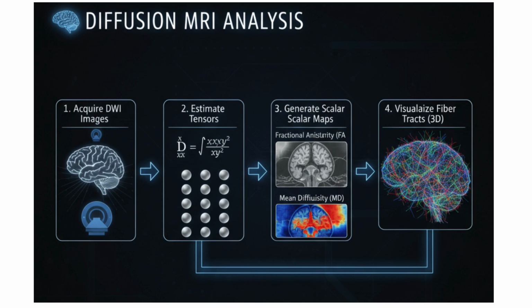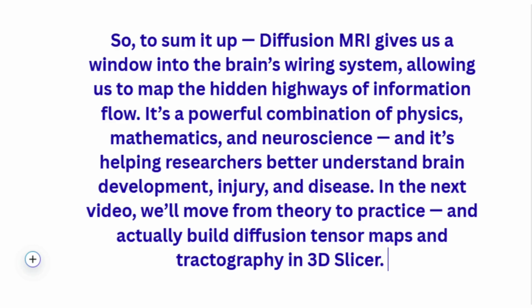So, to sum it up, diffusion MRI gives us a window into the brain's wiring system, allowing us to map the hidden highways of information flow. It's a powerful combination of physics, mathematics, and neuroscience, and it's helping researchers better understand brain development, injury, and disease.